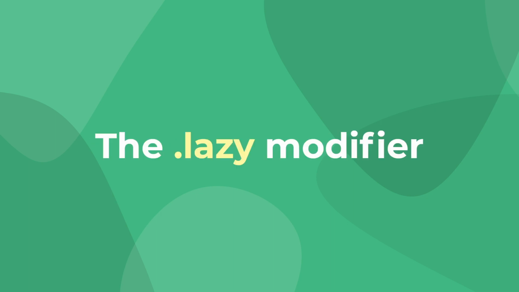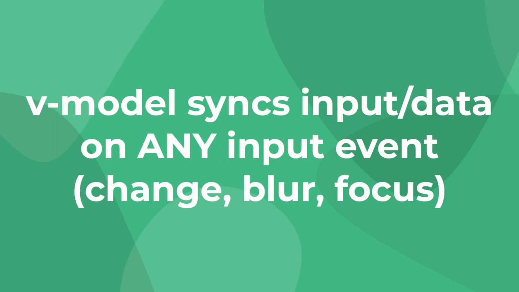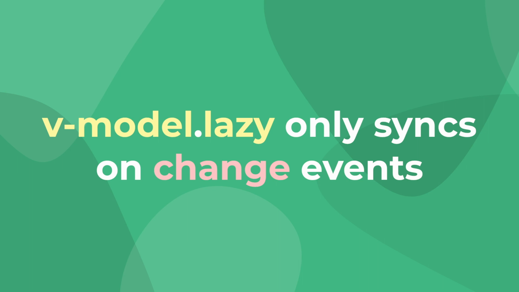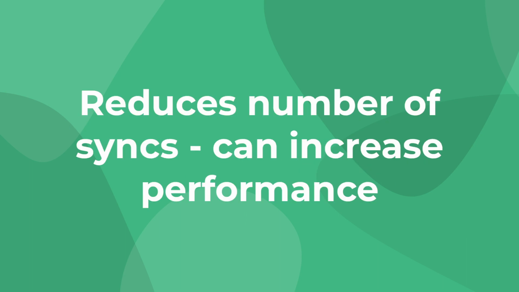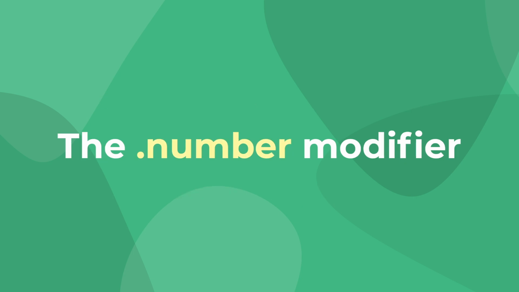By default, vModel syncs with the state of our Vue instance on every single input event. This includes things like gaining focus, losing focus, and being blurred. The .lazy modifier changes our vModel so that it only syncs after change events. This reduces the number of times our vModel is trying to sync with our Vue instance, and in some cases can increase performance.